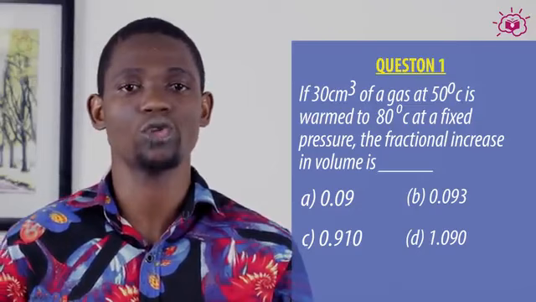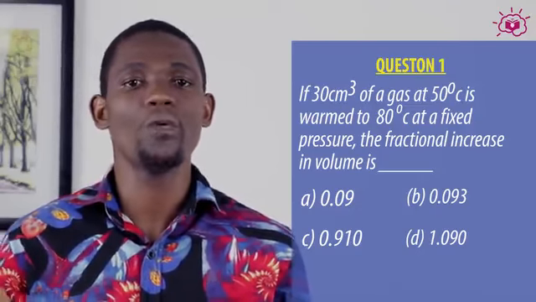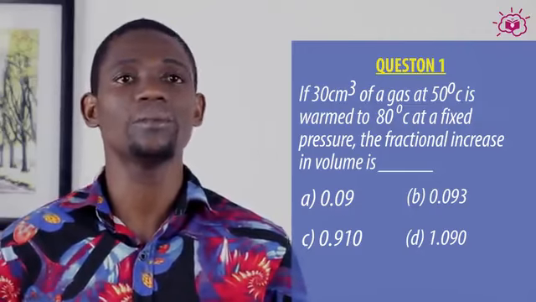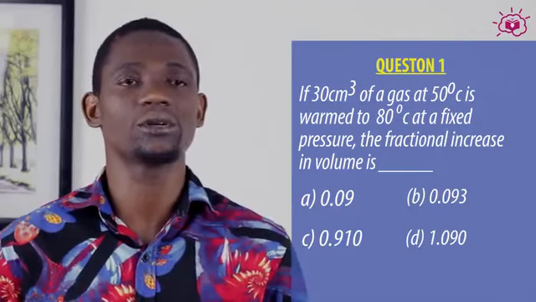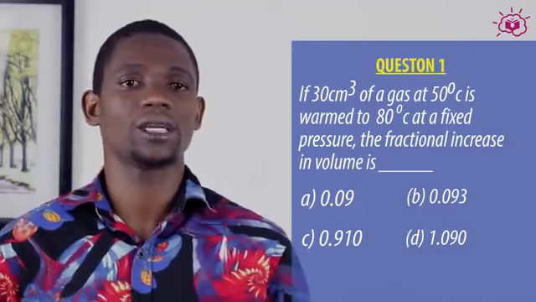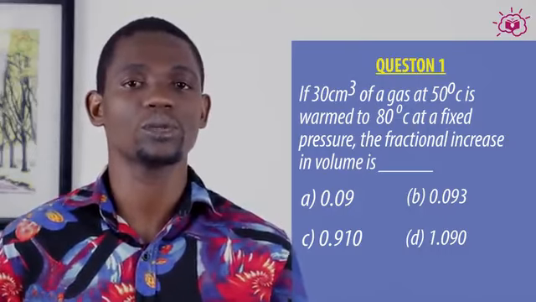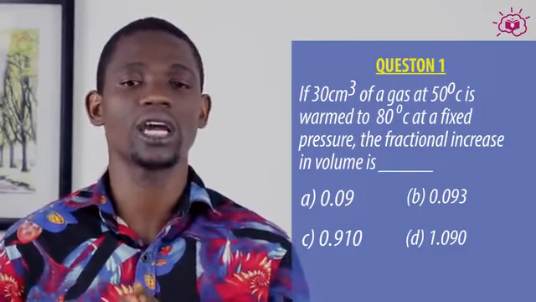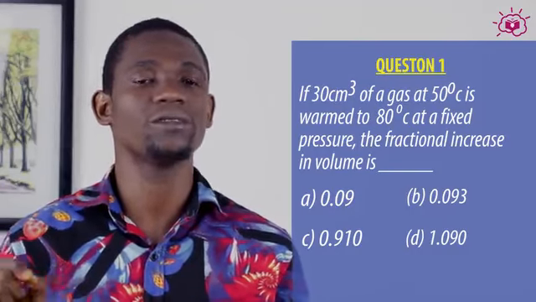To solve this question, let's look at the parameters that were stated in the question and identify whose law we are to obey in solving it. We were given initial volume to be 30 cm cube, initial temperature to be 30 degrees Celsius, but in gas laws, all temperatures must be converted to Kelvin.